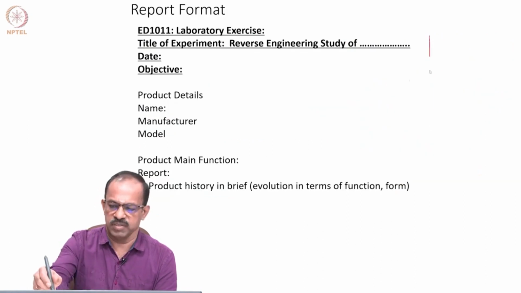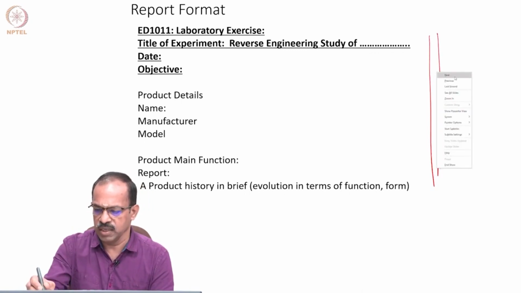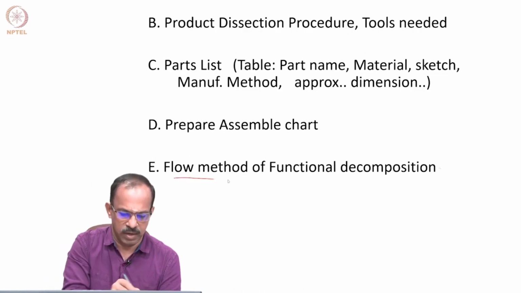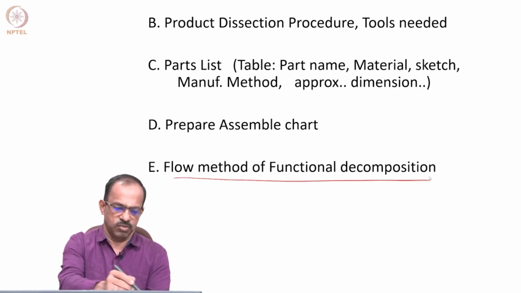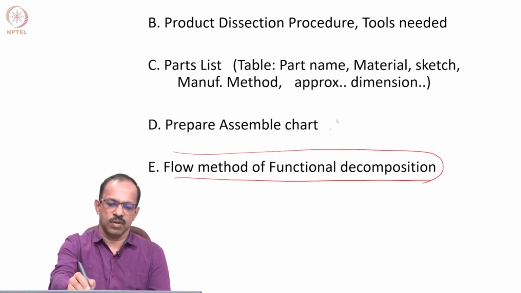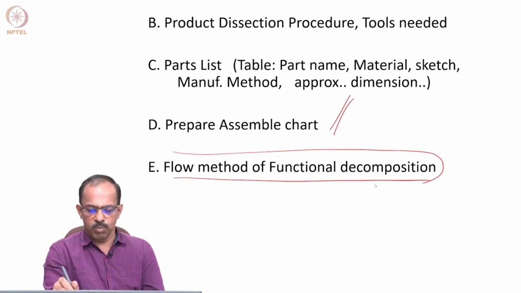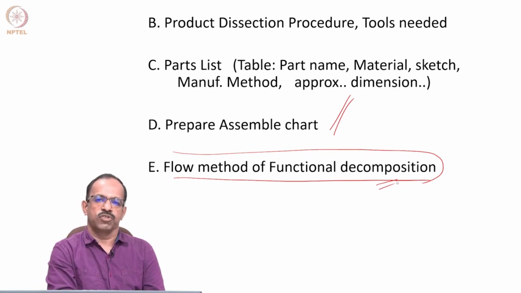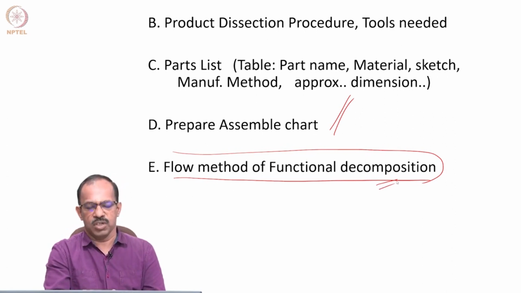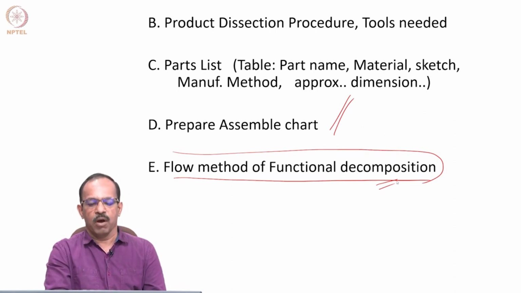The report format is given. It is almost the same as the previous reports, except that finally you will have a flow method of functional decomposition. Since these parts are common to all and you will be able to do them easily, I will be looking for how much you have understood the functional decomposition using the flow method, and how you are able to do this for a new product, a product which is not familiar to you, or which you have not been exposed to. How can you develop the functional decomposition?